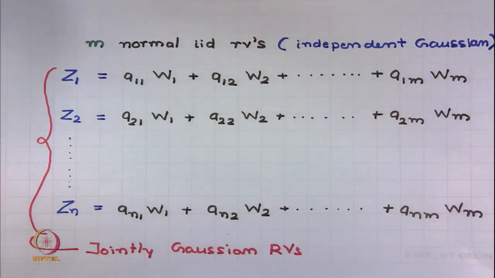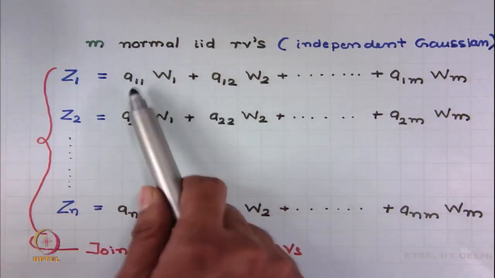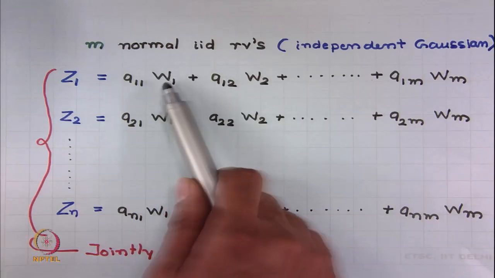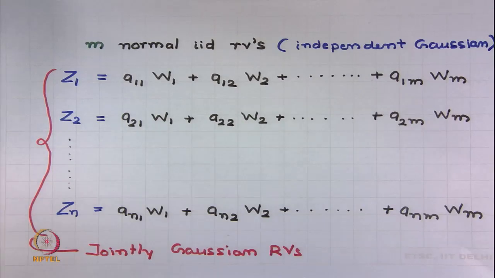Also note that even though we have been developing our model assuming these W1, W2 and Wm as normal IID random variables, we could have also assumed them to be independent and Gaussian. This assumption is just for simplicity. So, that is one big idea that we have seen in the last lecture.